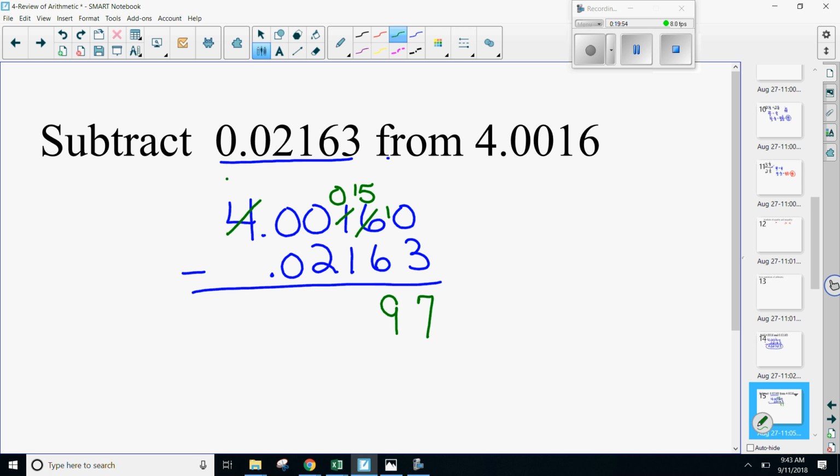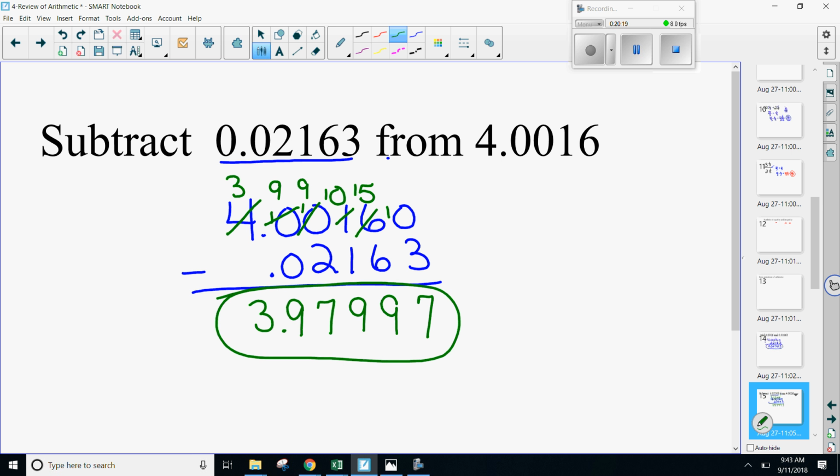You go from the 4. The 4 becomes 3, and this first 0 actually becomes a 10. But you have to borrow from there, making it 9, so that you have 10. 10 minus 1 is 9. 9 minus 2 is 7. 9 minus 0 is 9. And you have your 3.